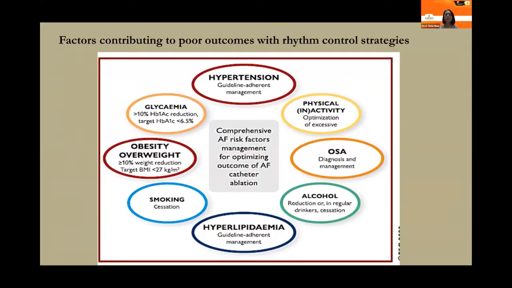So what are the factors linked to poor outcome for the rhythm control strategy? These are the factors: major cardiovascular risk factors, hypertension, glycemic control, smoking, hypercholesterolemia, OSA, physical inactivity, and use of alcohol. So optimization of comprehensive risk factor management is very important to optimize the outcome of the patient with either the rhythm control strategy or catheter ablation. The important thing is that optimization of cardiovascular risk factor control is very important.